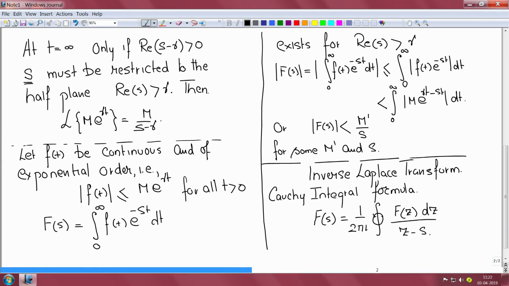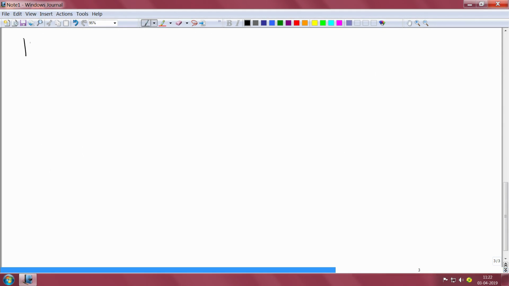Okay. Let us remember that f of s is bounded and is analytic for real values of s greater than gamma.